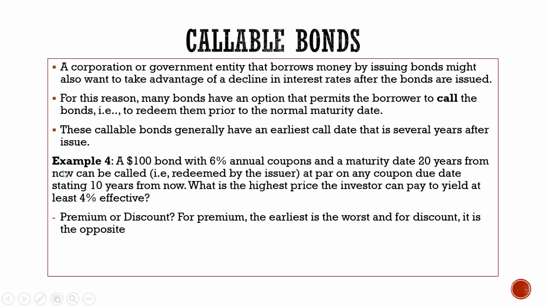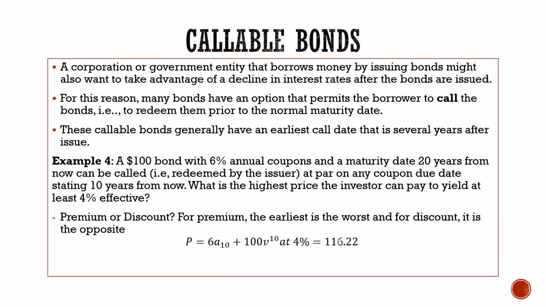So to answer the question in example 4, we first determine whether this bond is sold at a premium or discount. If at a premium, the earliest is the worst, that means the highest price is at the earlier time, and the lowest price should be at the later time. A discount bond is the opposite. The highest price is at the latest redeemable day, and the smallest price is at the earliest.